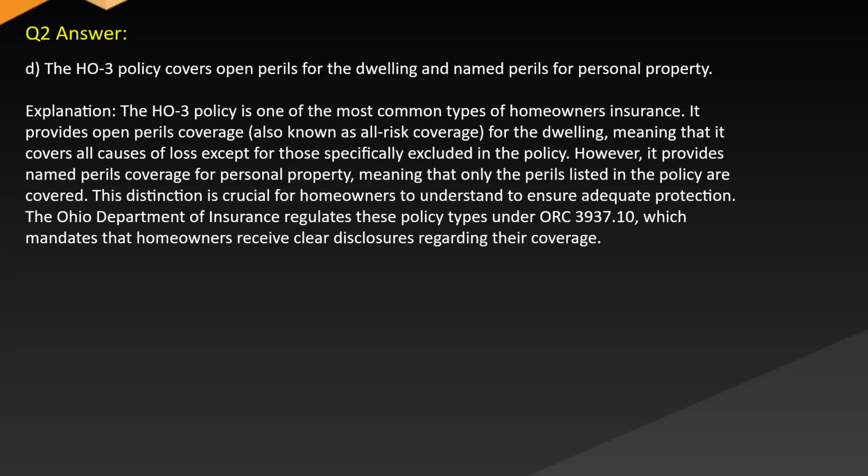However, it provides named perils coverage for personal property, meaning that only the perils listed in the policy are covered. This distinction is crucial for homeowners to understand to ensure adequate protection. The Ohio Department of Insurance regulates these policy types under ORC 3937.10, which mandates that homeowners receive clear disclosures regarding their coverage.